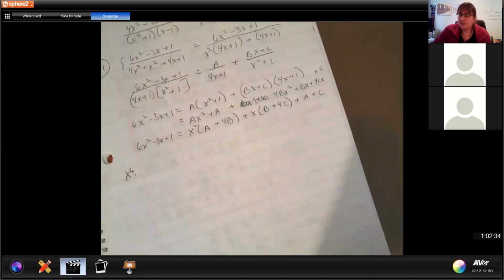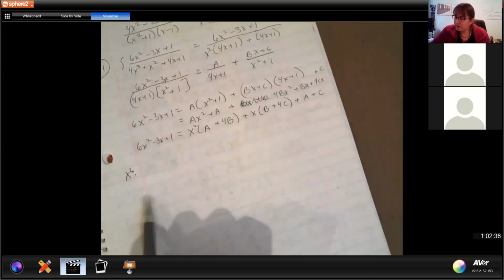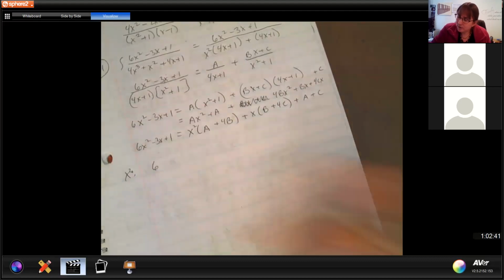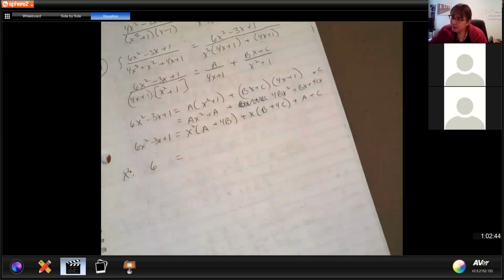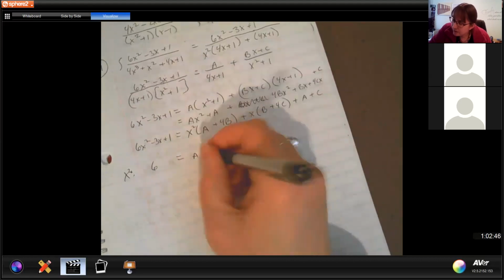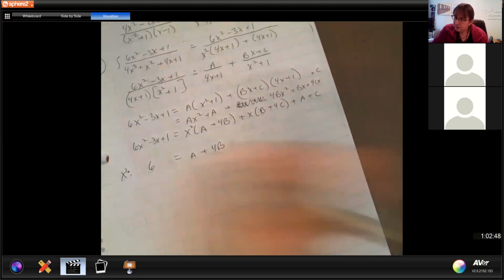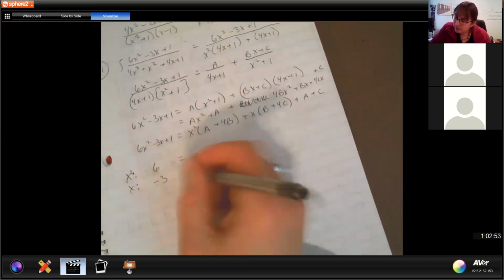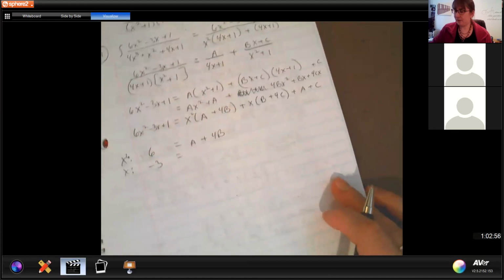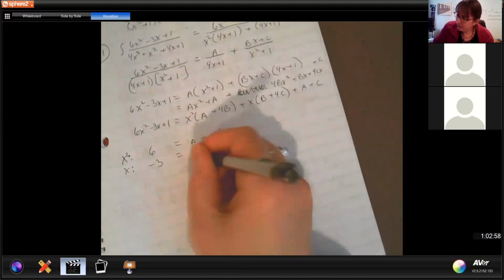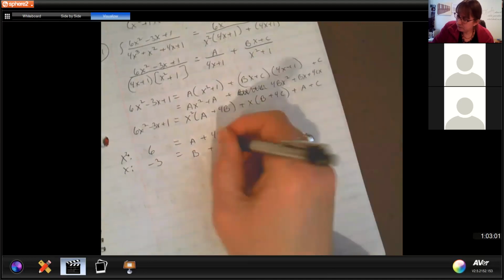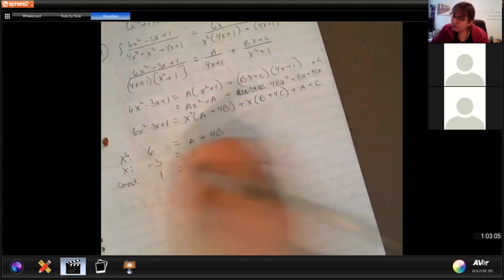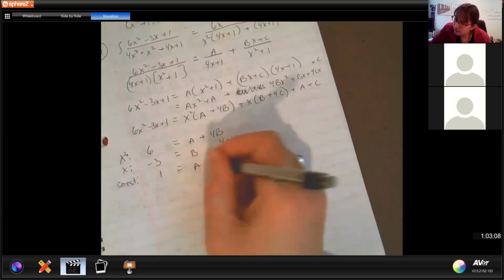And I'm going to set the coefficients of like terms equal to each other. So x squareds, I have a 6x squared on one side of the equation, and then I have an A plus 4B on the other side. And then my x's, I got a negative 3 on one side of the equation. What do I have on the other? Got a B plus 4C. And then my constants, I have a 1, and I have an A plus C.